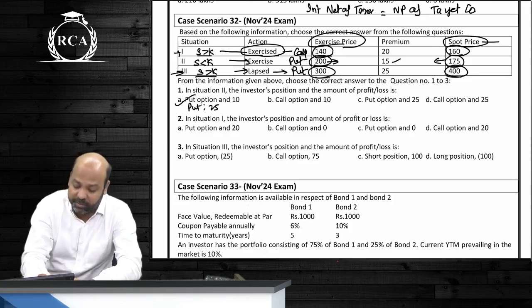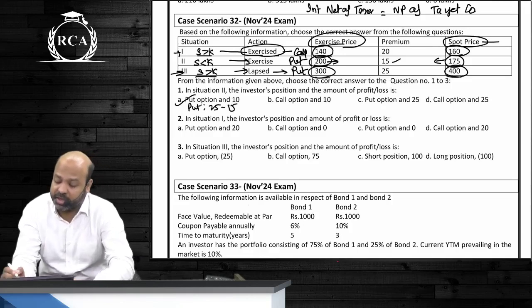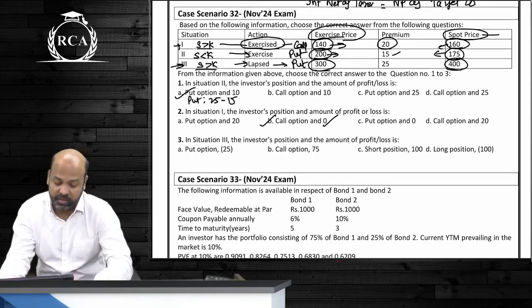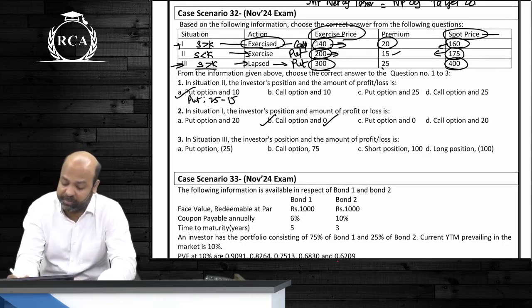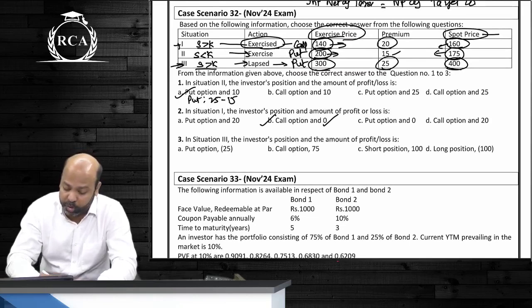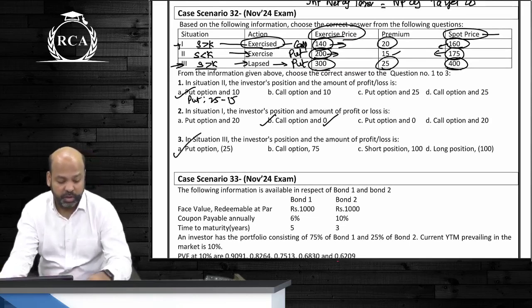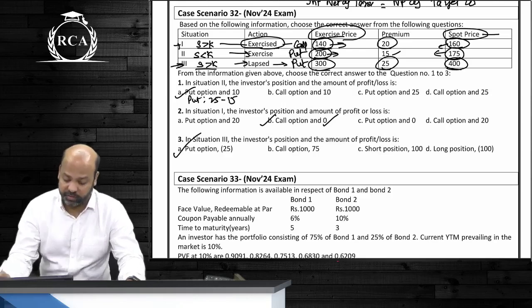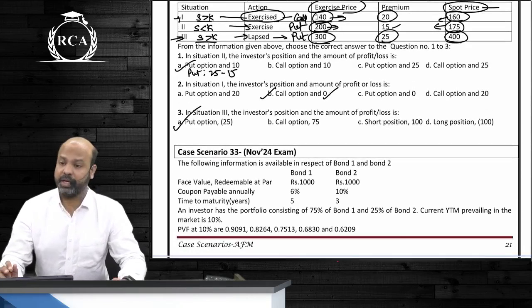Guys, 25 minus 15. Situation 1, guys. Is it a call option or a put option? Call option. The difference is 20 rupees. 20 minus 20, 0. Situation 3, lapse. It is a put option and you are suffering a loss of 25 rupees. Premium paid will be the loss. Correct, kids?